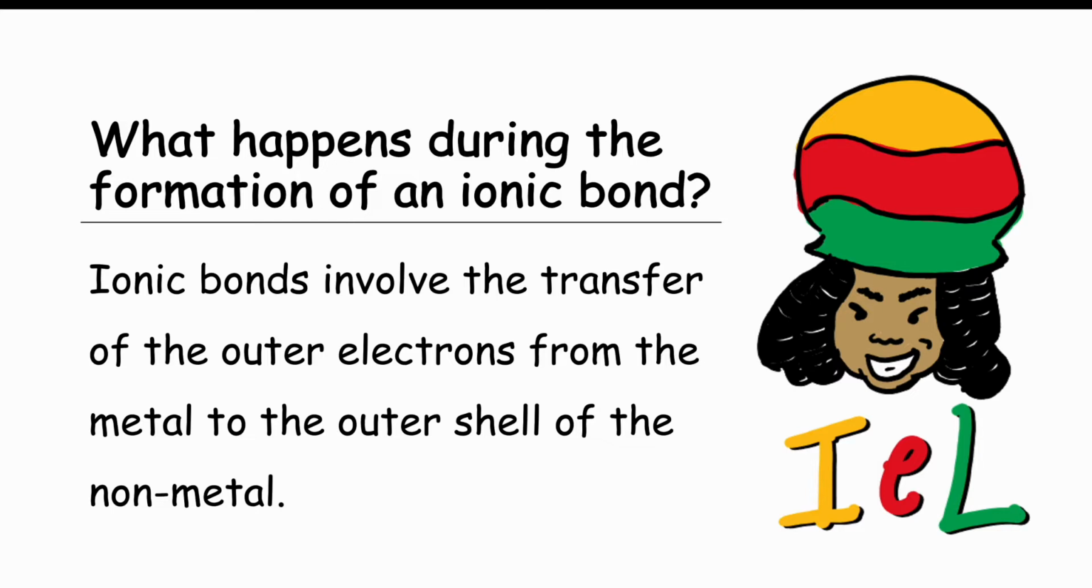Ionic bonds involve the transfer of the outer electrons from the metal to the outer shell of the nonmetal. When this is complete, the atoms will achieve a stable electron configuration. In other words, after the transfer of the electrons from the metal atom to the nonmetal atom, all the shells of the atoms involved in the ionic bond will contain the maximum number of electrons.